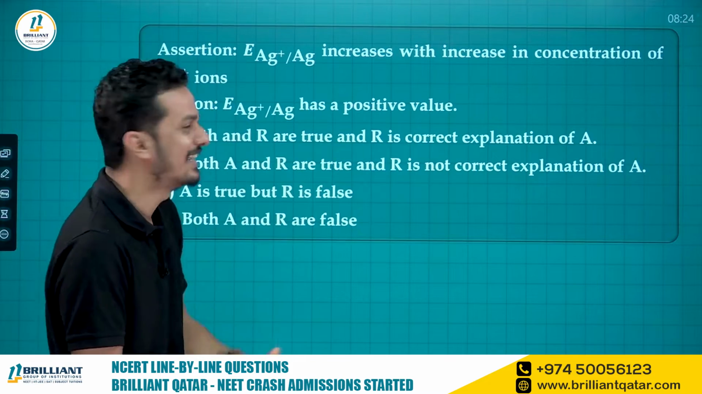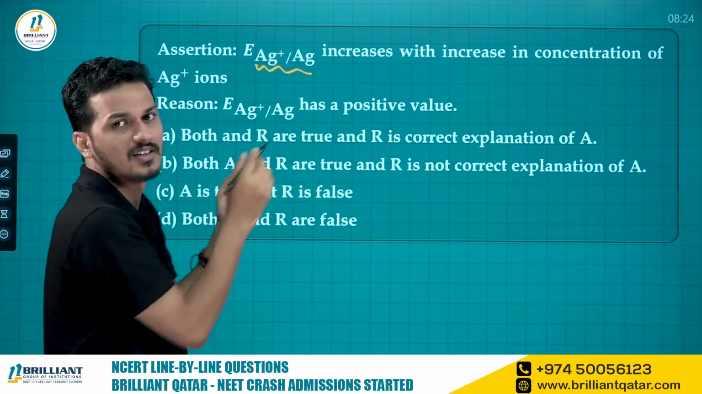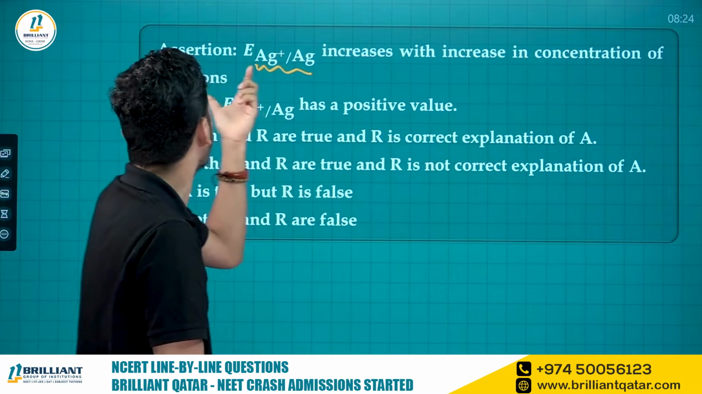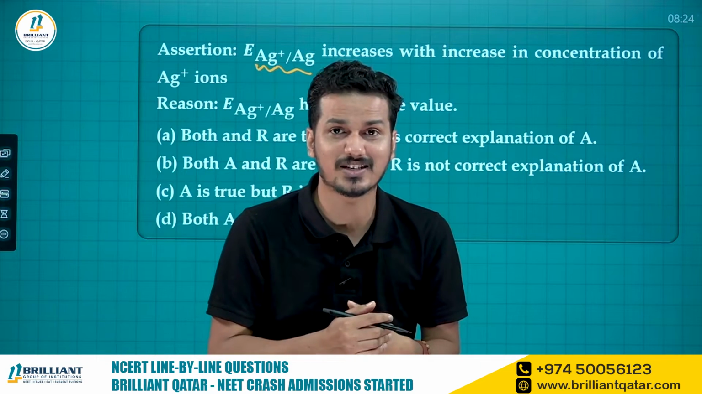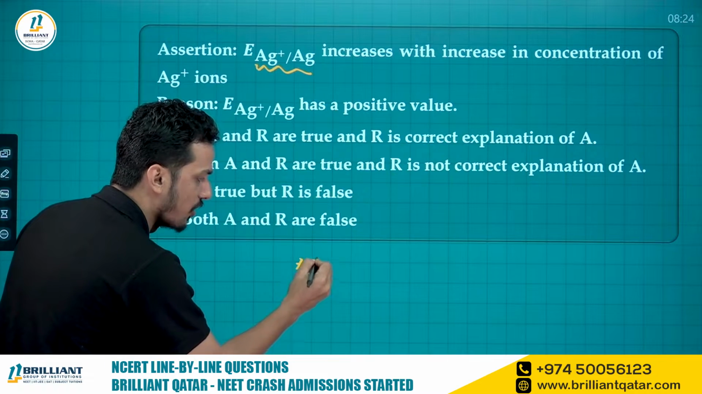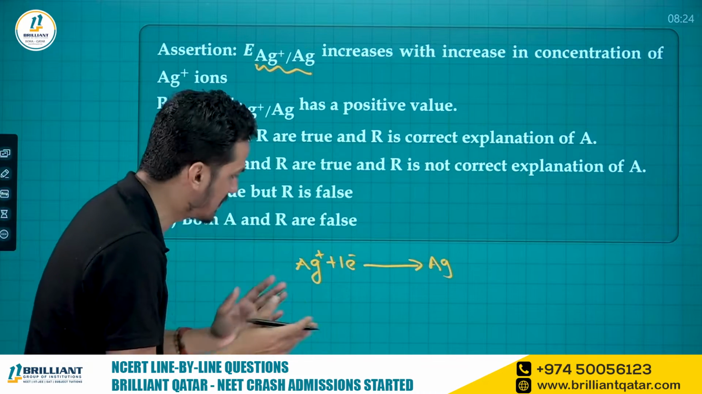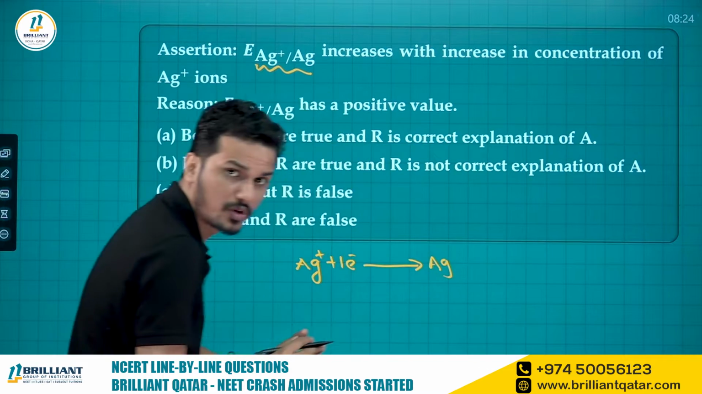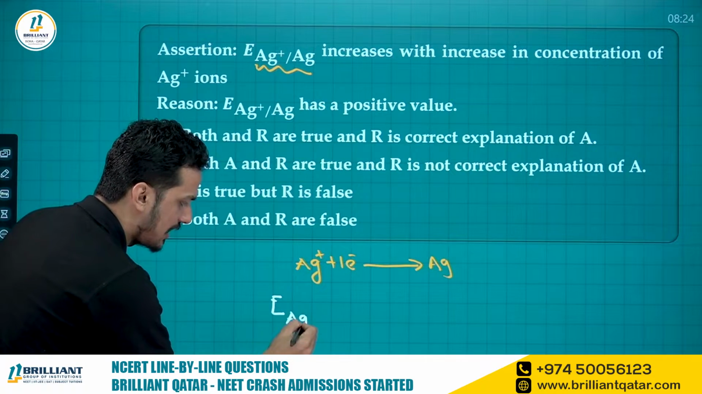So what's the assertion? Ag plus bar Ag, that means this is the reduction potential, Ag plus becoming Ag, increases with the increase in concentration of Ag plus ion. We know from the Nernst idea, I hope you remember, for a single electrode, Ag plus plus 1 electron gives Ag. For this electrode reaction, how to write the Nernst equation? I hope you are following me.